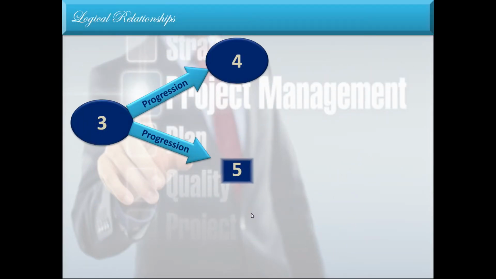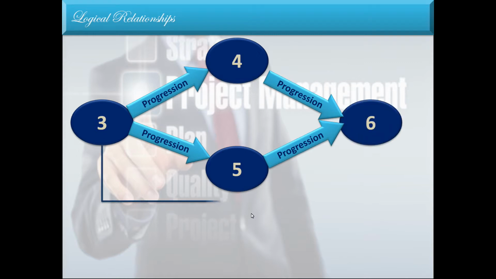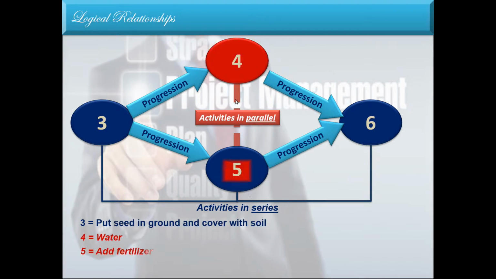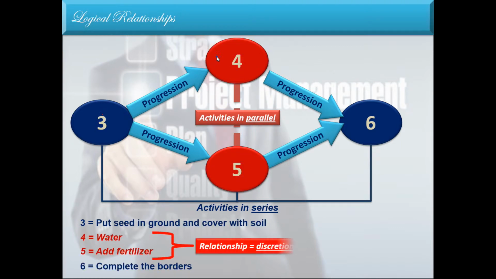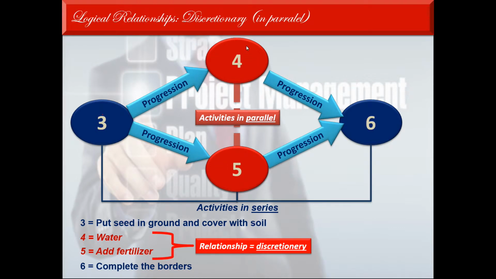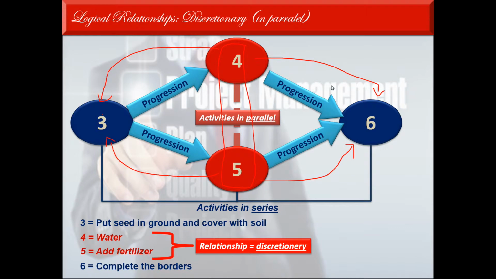There's also a parallel relationship between project activities, and this is very important for scheduling and for resource loading in projects. I must finish 3 before I can start either 4 or 5. But 4 and 5 can be done simultaneously. So the relationship between 3 and 4 is mandatory, it's in series, and also between 3 and 5, and also between 4 and 6, sorry, and 5 and 6. But between 4 and 5, it's parallel.